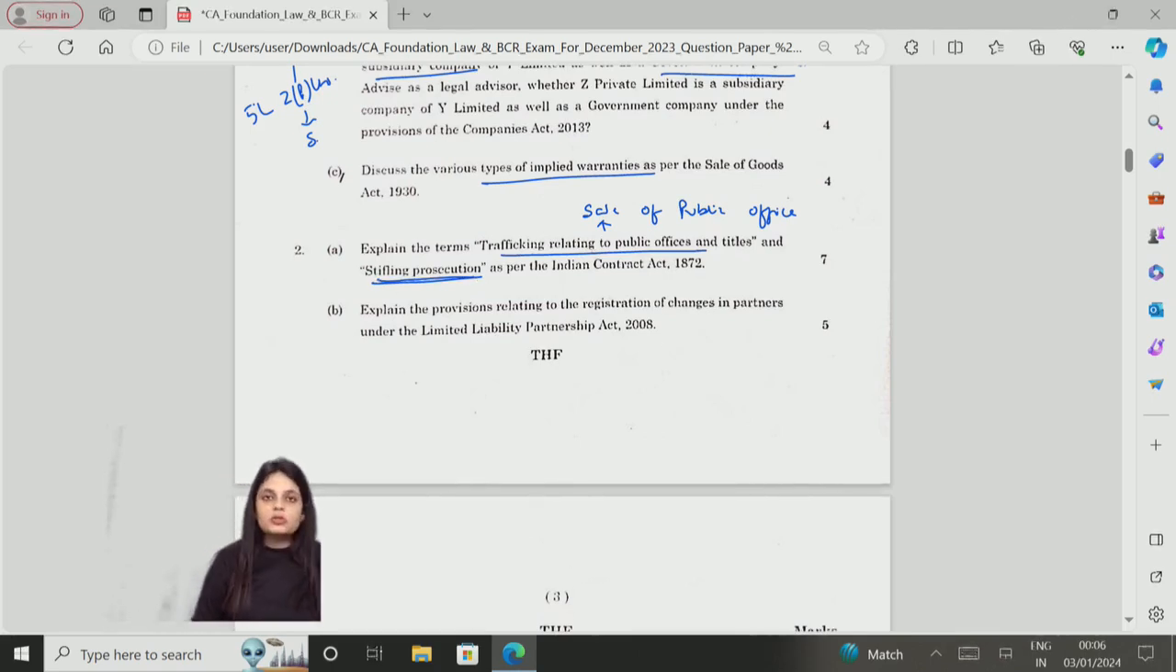Stifling prosecution. So when we talk about offences, there are 2 types of offences. One is where punishment by way of imprisonment is not mandatory, whereas the second one is where imprisonment is mandatory. If you have committed an offence where imprisonment is mandatory, but you settle it with a fine, that is, instead of imprisoning the person, you settle it with a fine, that is stifling prosecution. It's against public policy and hence it's void.